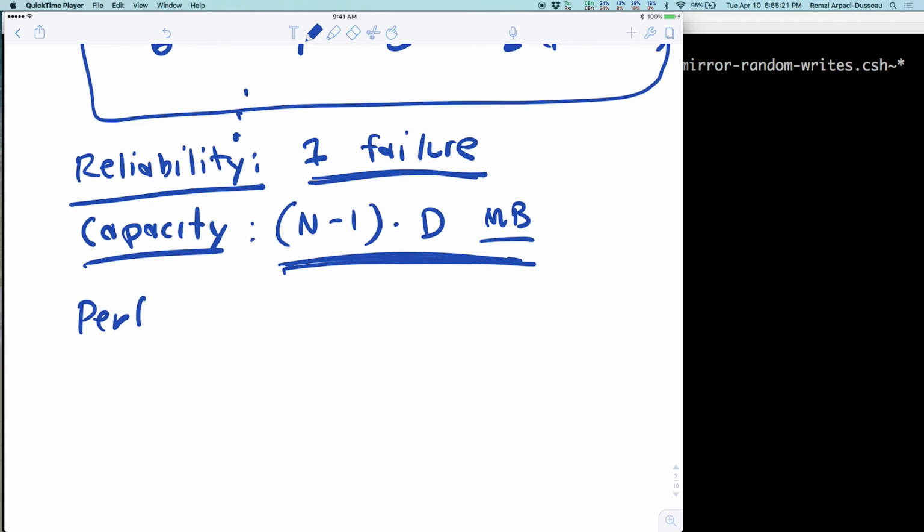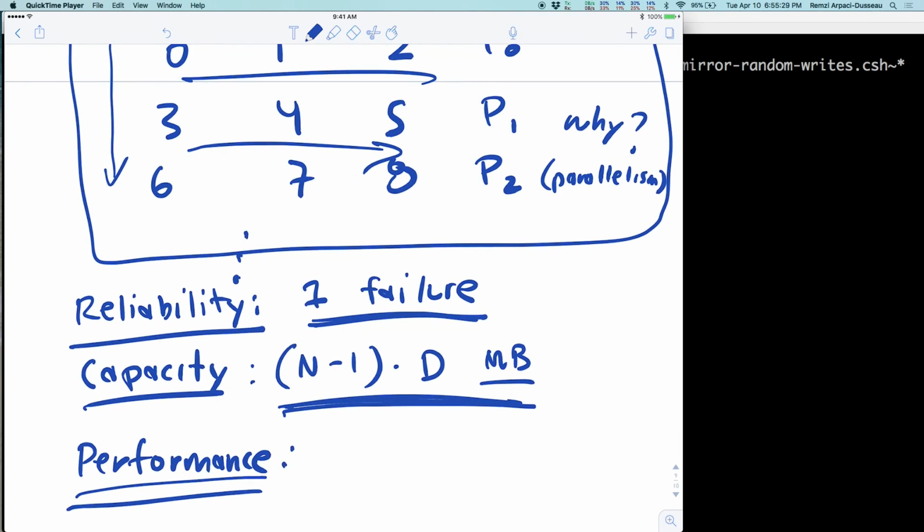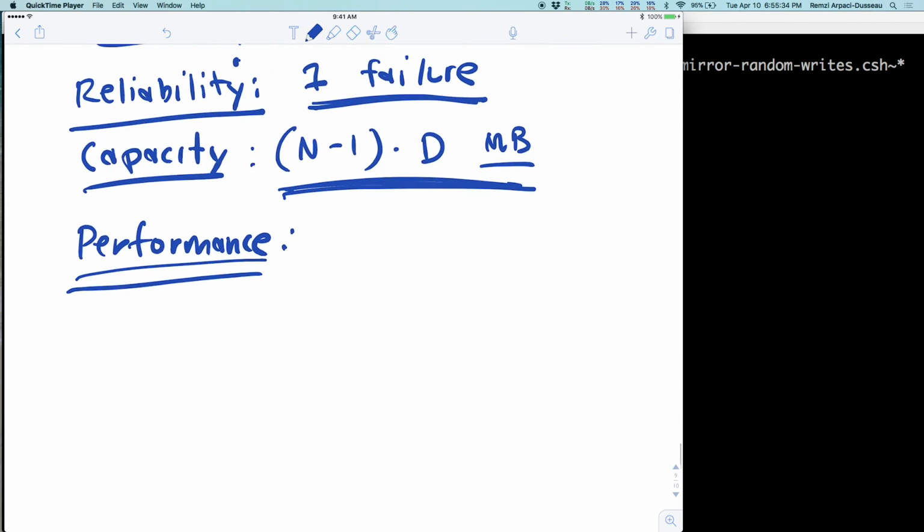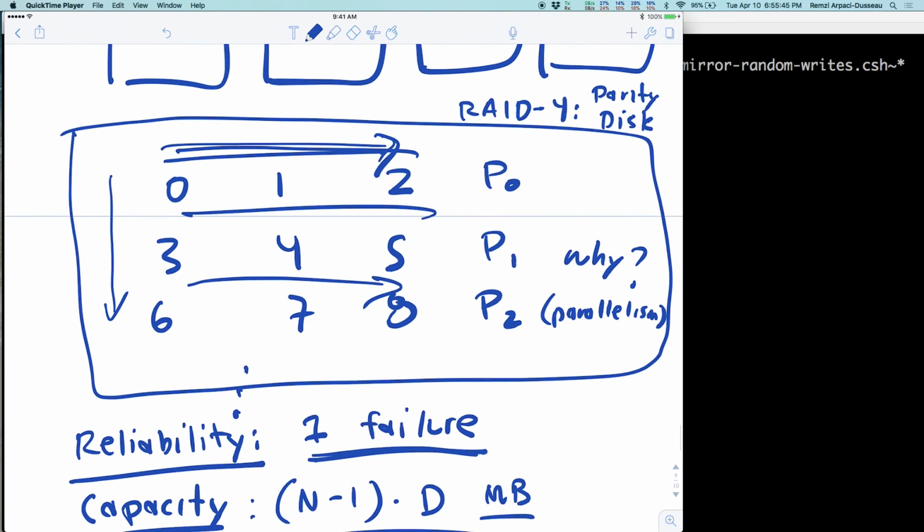The interesting case, and let's just do a quick analysis of this and then take another break, is the performance. How do we understand performance of a RAID 4? So let's think about that just quickly. Let's say we're doing random reads. So random reads mean we might be reading blocks 4 and 6 and 11 concurrently.